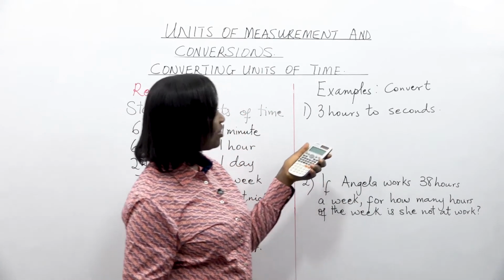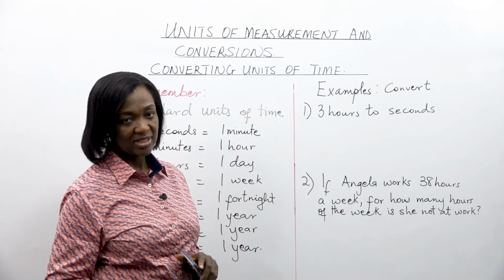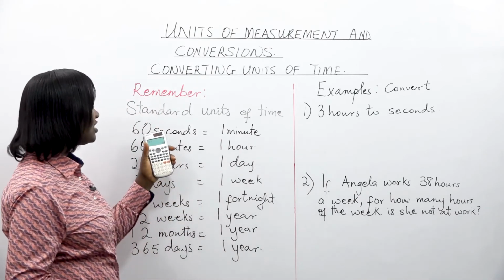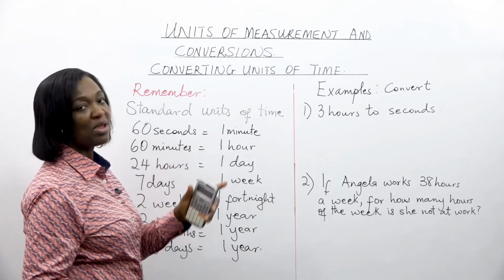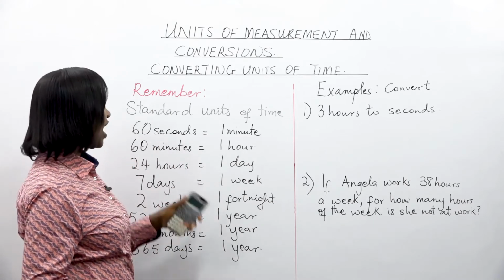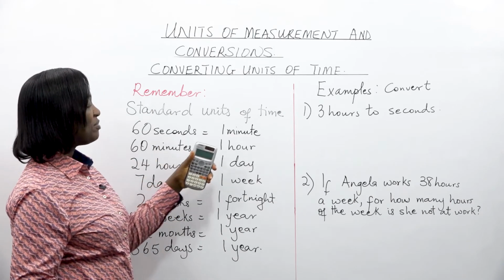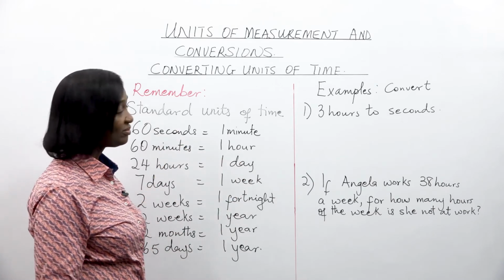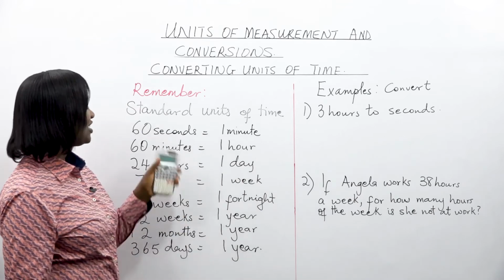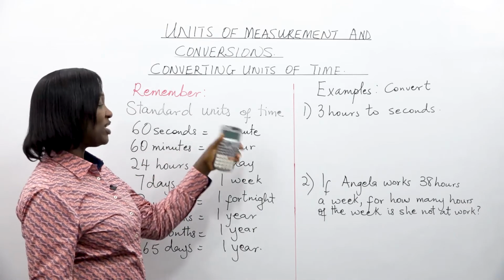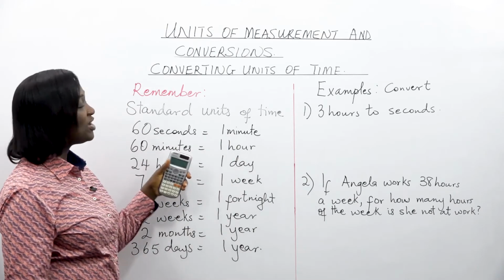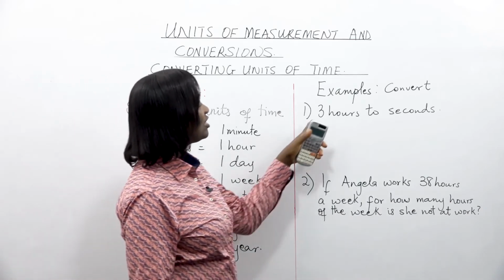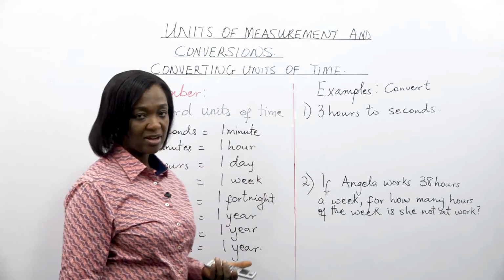Convert 3 hours to seconds. We know that 60 seconds make 1 minute, and 60 minutes make an hour. We want to convert 3 hours to seconds.